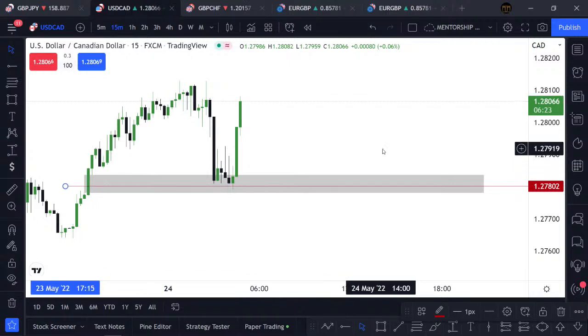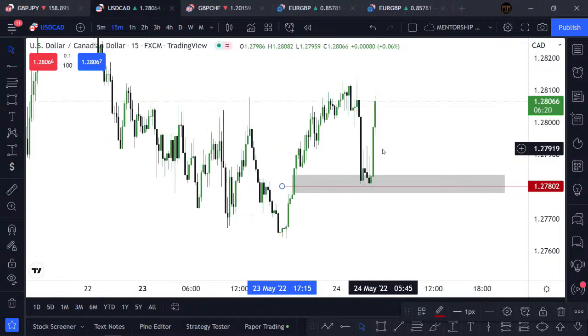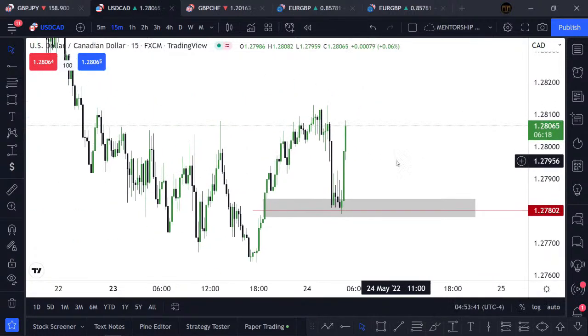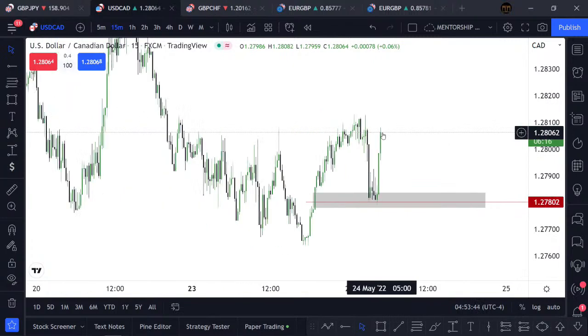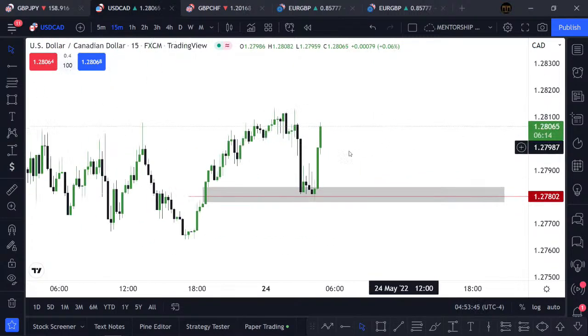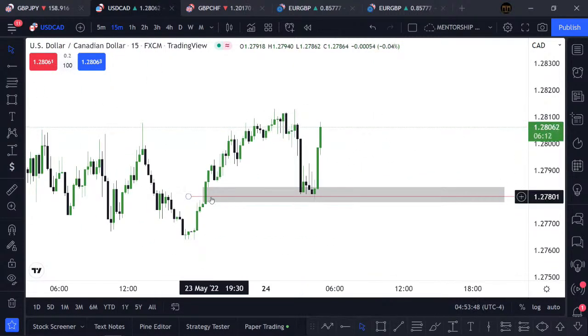It's just like the 50 level. When you're above the 50, it will keep price above it. When you're below the 50, it will keep price below it. Sometimes. So this is a good entry. This was a good entry point.